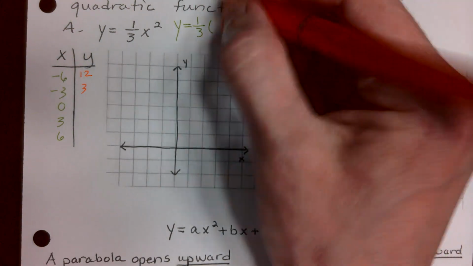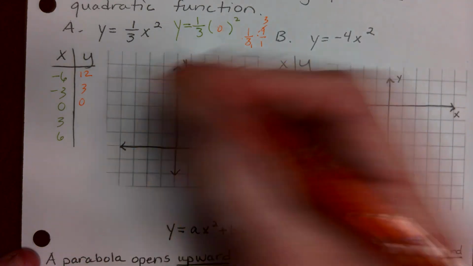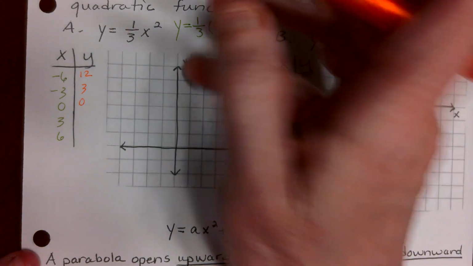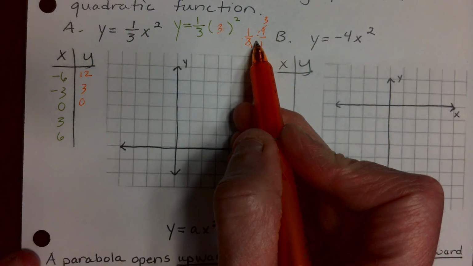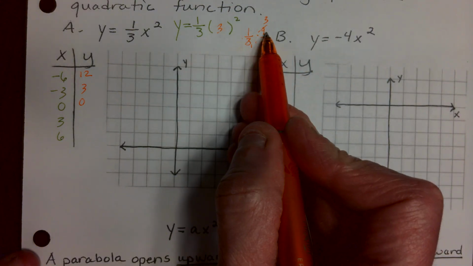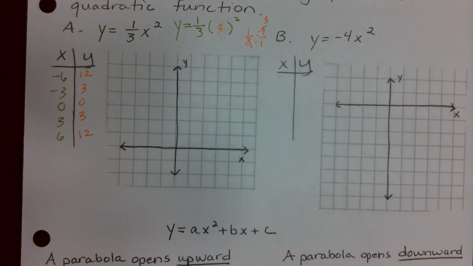Put a 0 in here. 0 squared is 0. Times that is 0. Put a 3 in here. 3 squared is 9. And it's going to repeat, right? Because when you squared the negative, you got a positive 9 too. So these are going to be the same, 3 and 12.